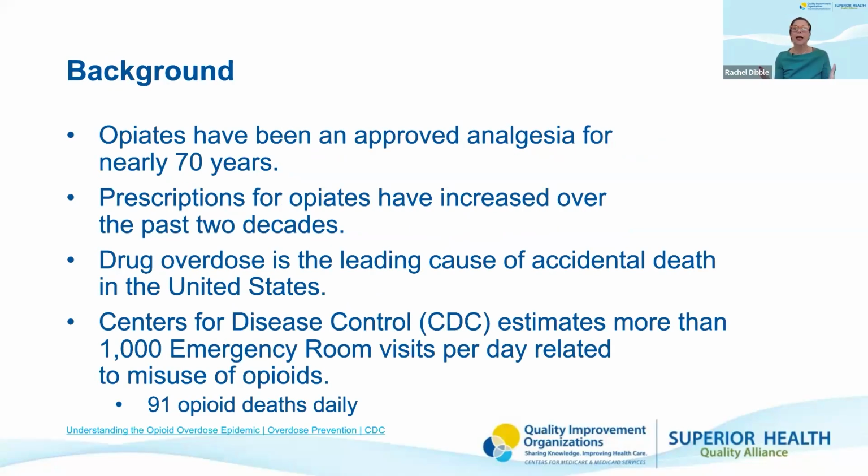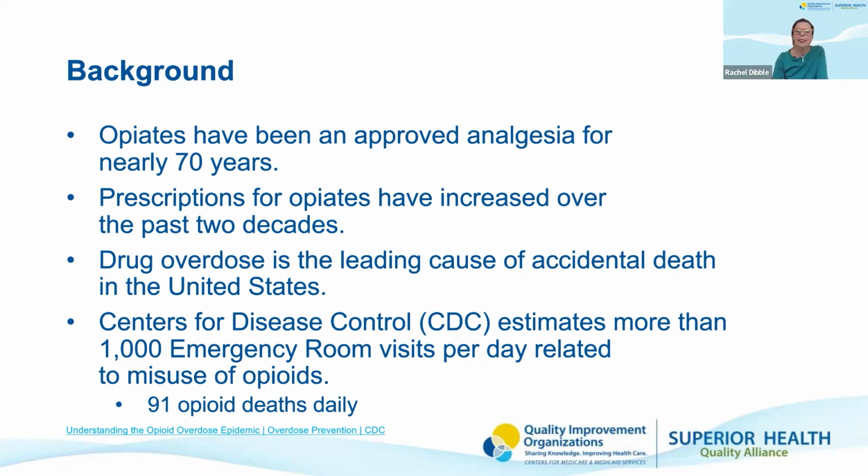So here's just some background. We hear of the epidemic, the crisis that's happening now in the world at large. To give you just some data points, opiates in general have been approved as an analgesia for nearly 70 years. Prescriptions for opioids have increased over the past 2 decades. So I think that's important to note. So that's the last 20 years. Drug overdose is the leading cause of accidental death in the U.S. So that's obviously increased if you were to look back 2 decades.